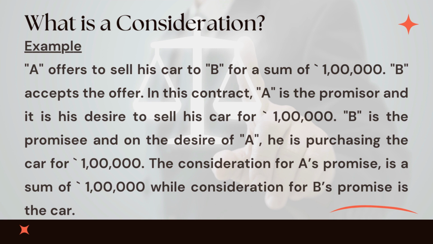So, both are agreeing and accepting the promise. A is the offerer, so is the promisor. B is the offeree, so is the promisee. So, both are at the consideration level. A will get rupees 1 lakh, that is the consideration of A. B will get a car, and that is the consideration of B.